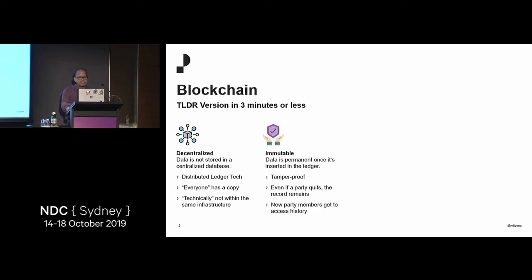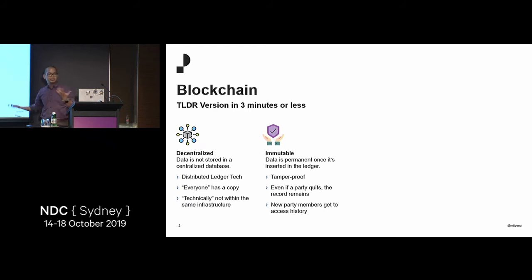All right, second is that it's immutable. So it's tamper-proof. As a nature of distributed ledger, no one has the full control to change the record once it's already in the ledger. And why it's powerful is that even if a party member quits the consortium, the data still lives there.